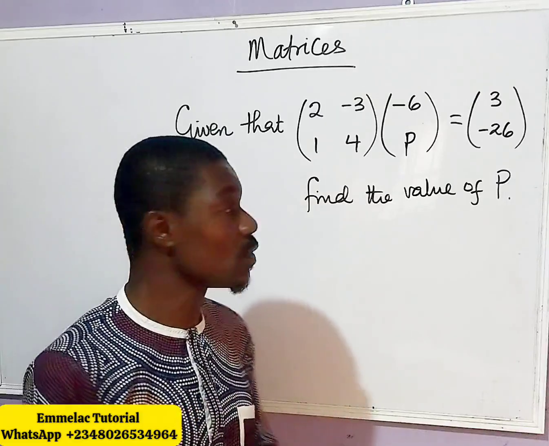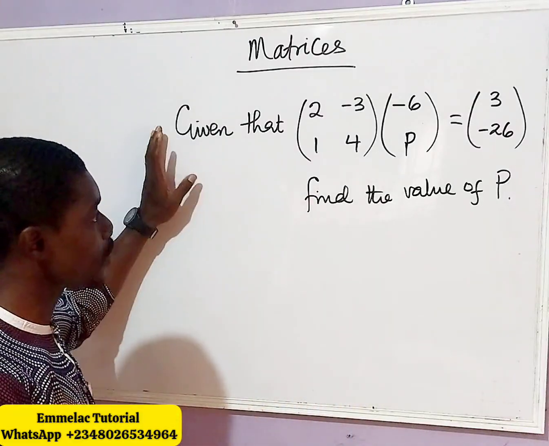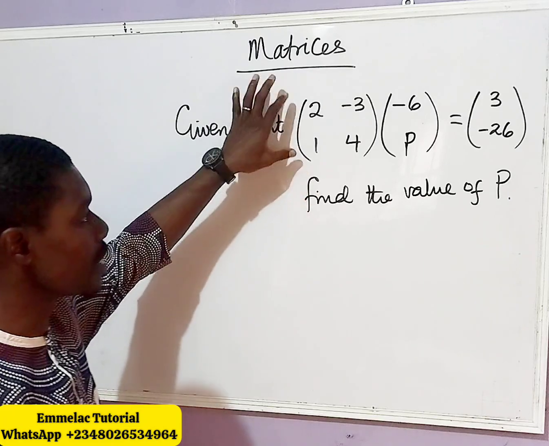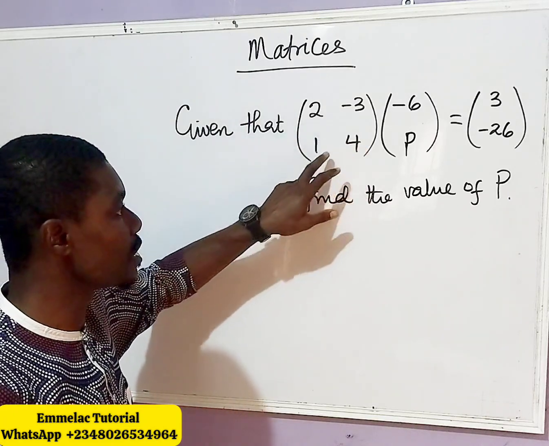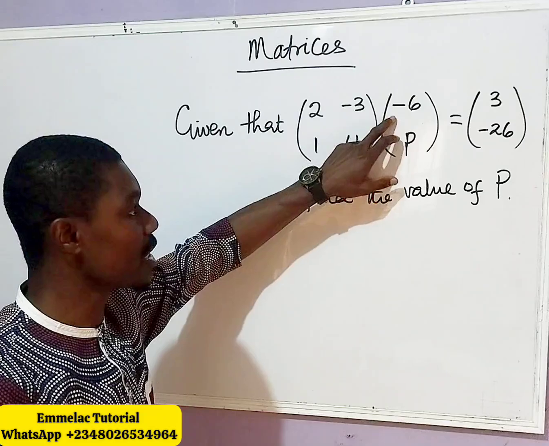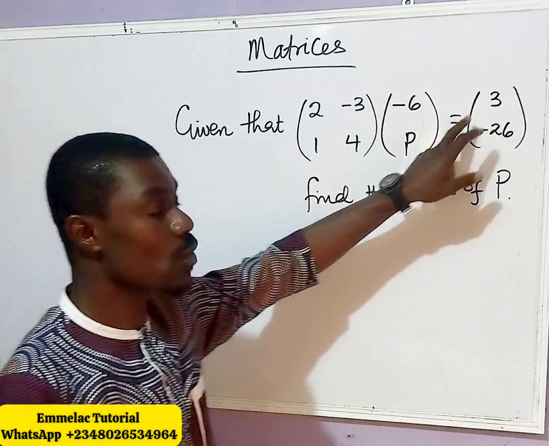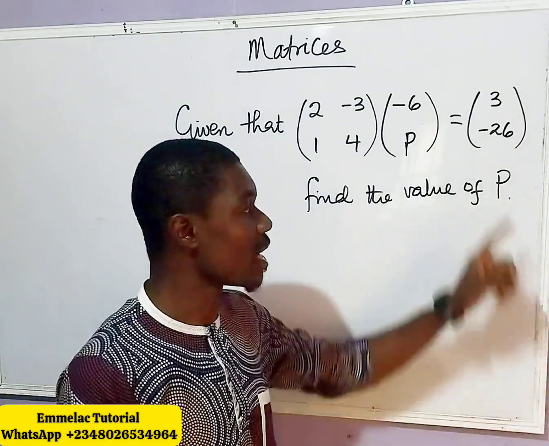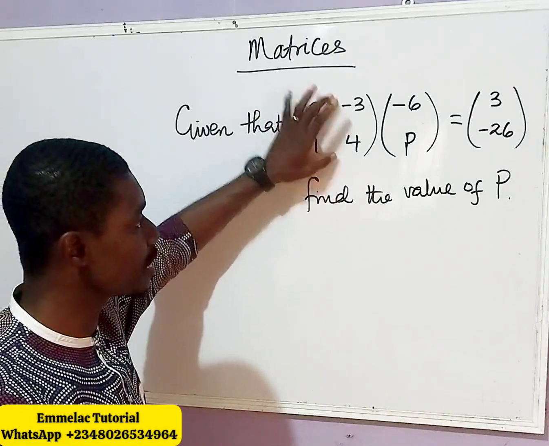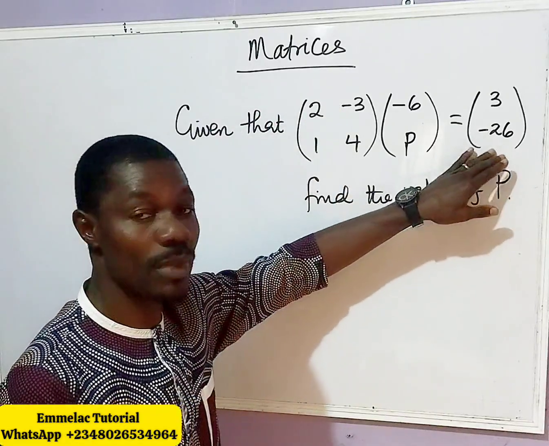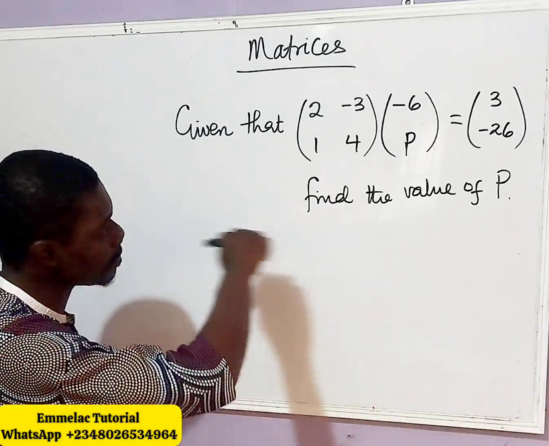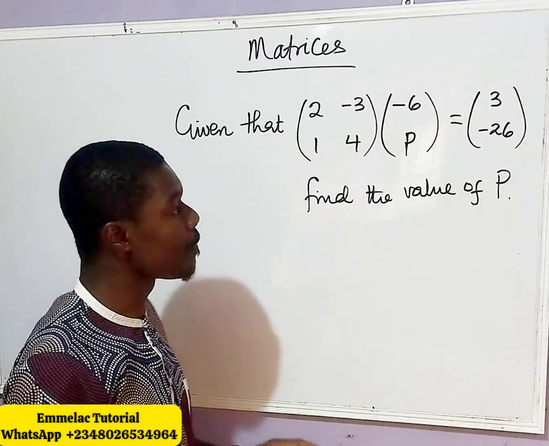Welcome to Emela online tutorial. Now, in this question today, which is under matrices, we are told that given that the matrix [2, -3; 1, 4] multiplied by the matrix [-6; p] equals the matrix [3; -26]. Now take note, this is a 2 by 2 matrix, this is a 2 by 1 matrix, this is a 2 by 1 matrix. The row first, then the column. Okay, so how then do we find the value of p?